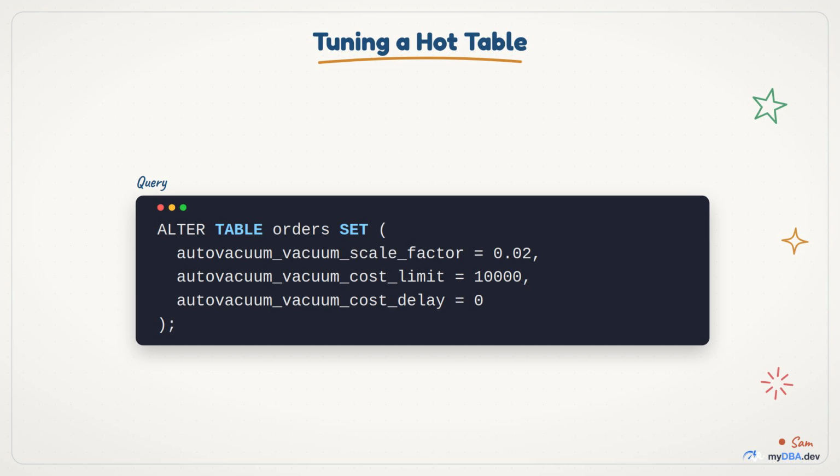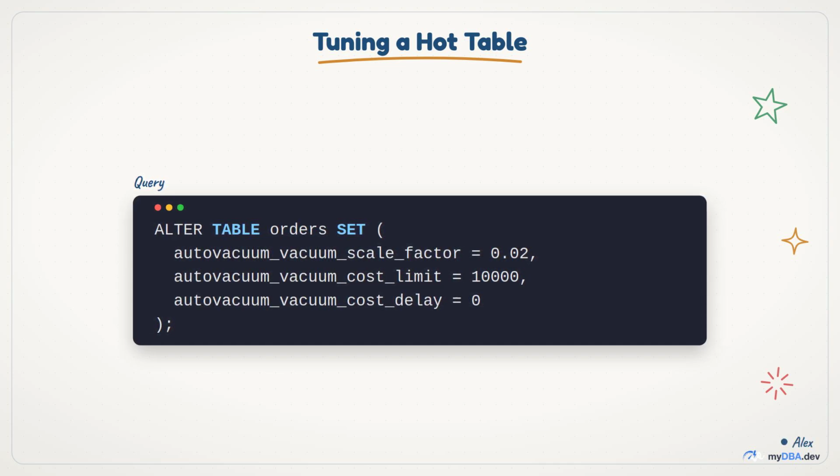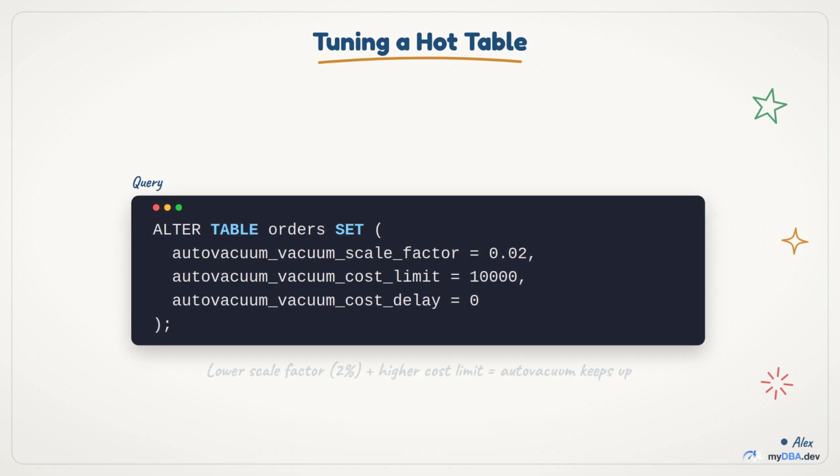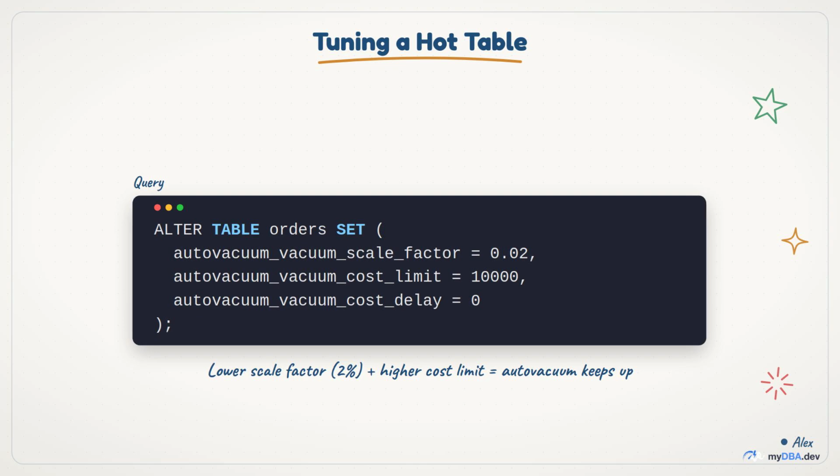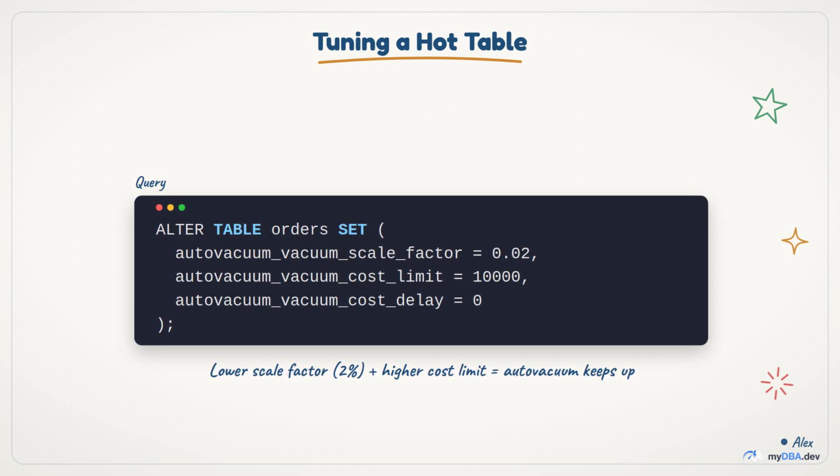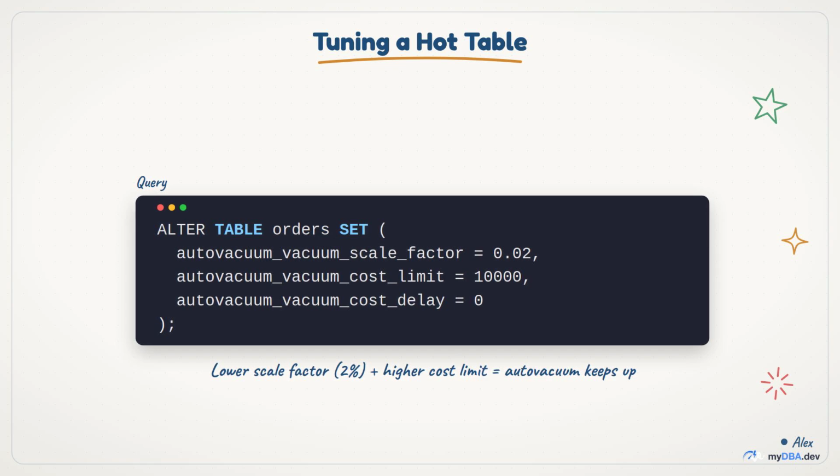Won't that hammer my disk I/O? It can, so monitor it. But on modern SSDs, a single Autovacuum worker with no throttle is usually fine. You're trading a bit of I/O for way less bloat and faster queries. The key is you're doing this per table, not globally, so only your hottest tables run unthrottled.